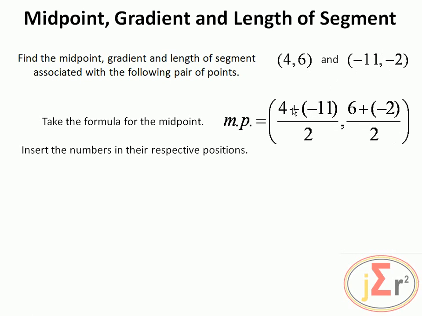Then we simplify. Consecutive unlike signs, we replace that with a negative sign. Consecutive unlike signs, we replace that with a negative sign. So we're going to have here 4 minus 11, and we will get a negative 7. So that is negative 7 over 2. This one is 6 minus 2. That's 4 to divide by 2, and we will get 2 right there.